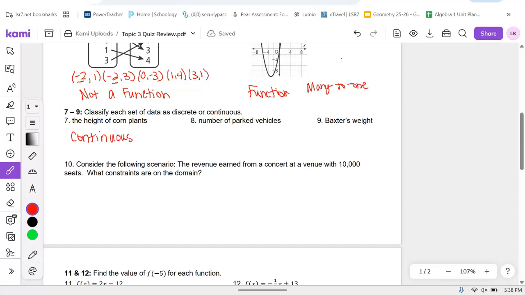As for a number of parked vehicles, you don't have 1.3 parked vehicles. So they're counting numbers, 1, 2, 3. So it's discrete. It's not a continuous thing. And then Baxter's weight, again, you can't go from 10 pounds to 12 pounds without hitting those in between numbers. So this is also continuous.